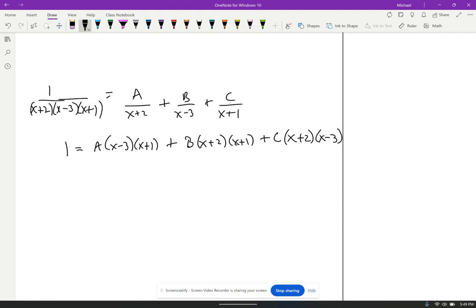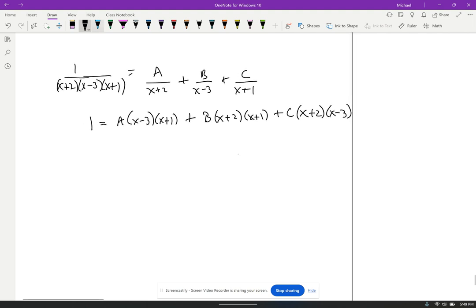All right, so now we're going to test, and we're going to test with different values. So what if x equals 3? If x equals 3, the 1 is not going to change, but this is going to zero out. This is going to be 3 plus 2 times 3 plus 1, and then this is going to zero out. So really, I'm left with 1 equals, this is 4, this is 5. So b times 20, and that would be 1/20th. b is equal to 1/20th.